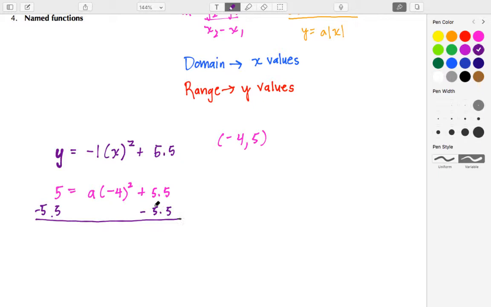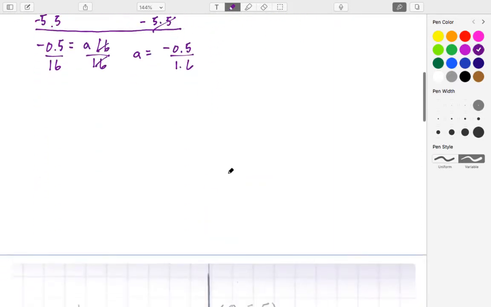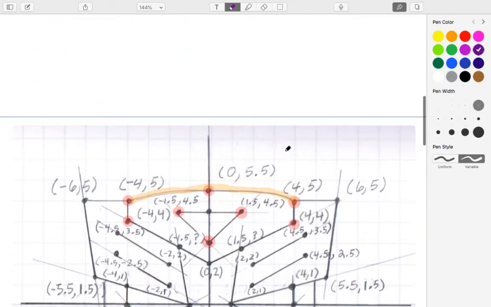Doing that subtraction, this here cancels. On the left-hand side I'm going to be left with a -0.5. And then I bring down the a. -4 squared is actually 16. And then I'm going to divide both sides by 16 so that I can isolate the a. In doing so, I see that a has a value of -0.5 over 16. So that's what we're going to place at the beginning of our parabola to show that it goes through the point -4, 5 and through the point +4, 5.